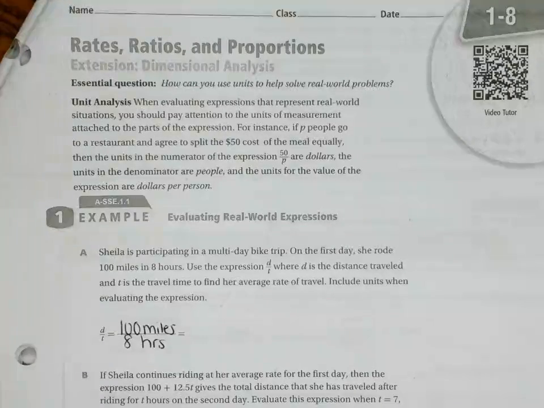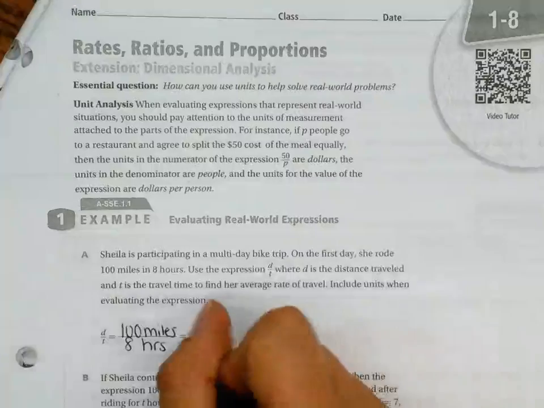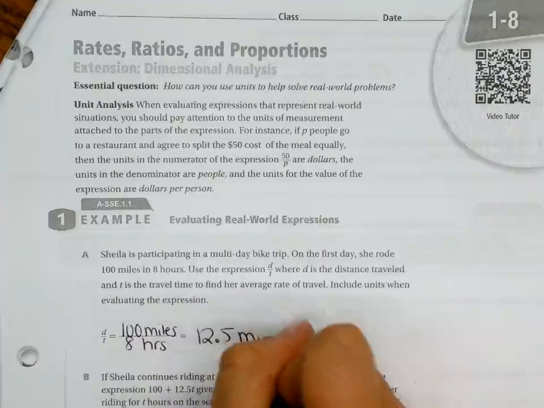If I divide that, what happens? What is 100 divided by 8? 12.5. So she went 12.5 miles per hour.